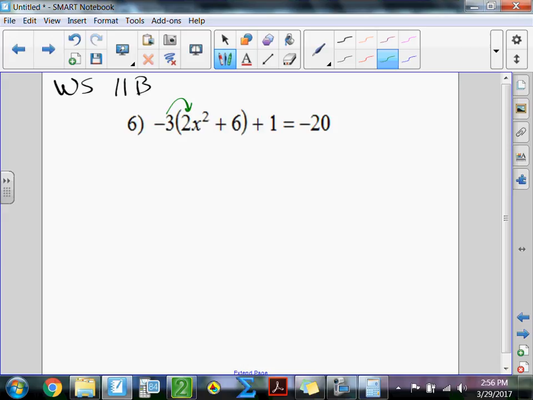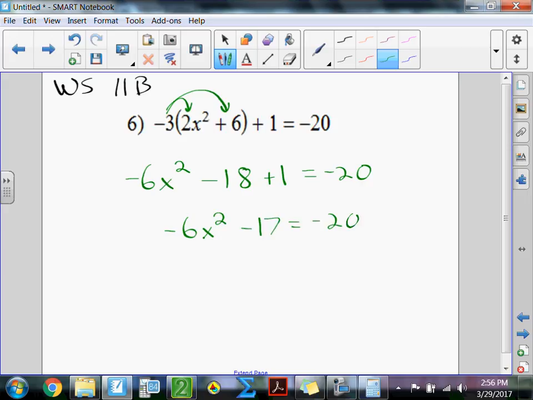So I'm going to distribute this negative 3 in and kind of rewrite this. So I get negative 6x squared minus 18. I still have my plus 1. I still have my negative 20. I can combine the negative 18 and the plus 1 to clean that up a little bit. Negative 6x squared minus 17 equals negative 20.